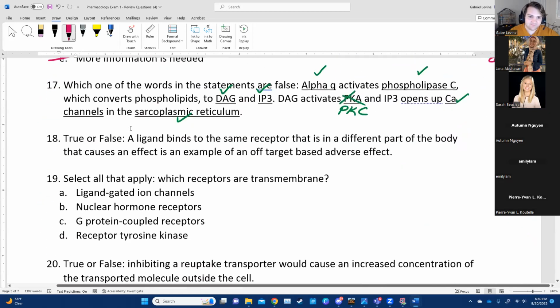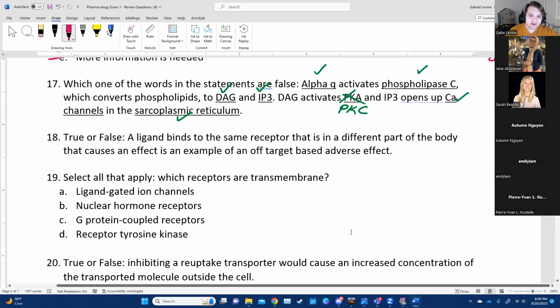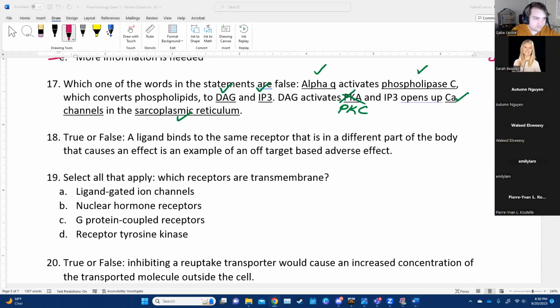True or false: a ligand that binds to the same receptor that is in a different part of the body and causes an effect is an example of an off-target adverse effect. False. False. How come? Because that would be. Sorry, bro. Go ahead.